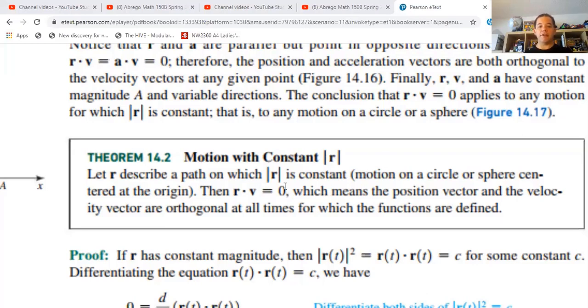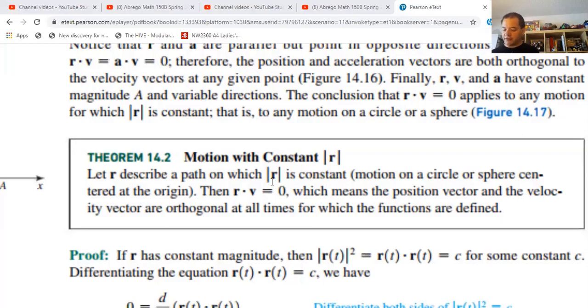And what this theorem says is that in that case, look at this, the r dot product with the velocity is 0, which means that the position and the velocity are orthogonal. They are at 90-degree angles all the time. Okay, and so we're going to prove this first, and then we're going to see some examples. So why is this true? Proof.